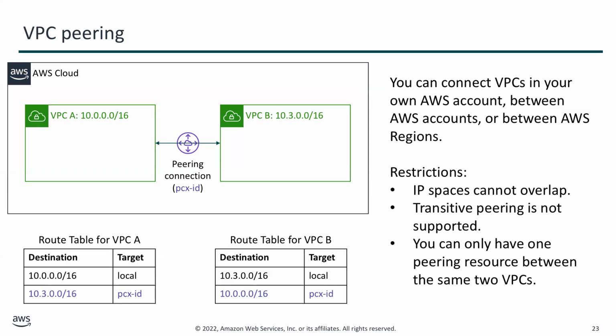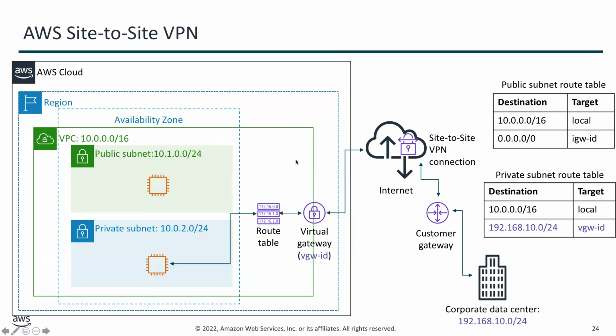So you have to create a separate peering connection between two VPCs. Just because VPC B is connected to A, and VPC B is connected to C, A and C cannot communicate, right? And we can only have one peering resource between the same two VPCs. We can't have multiple peering resources between them.